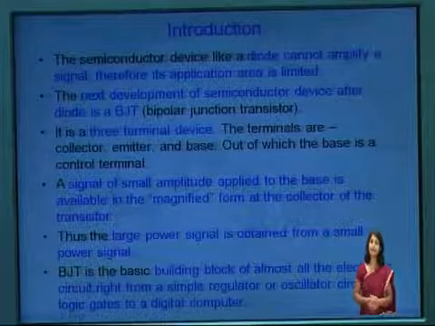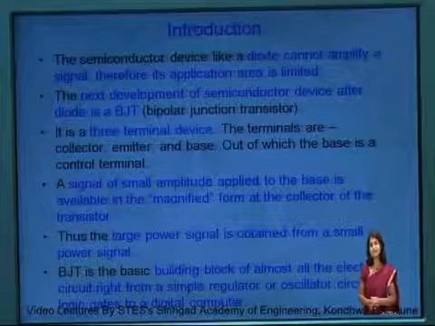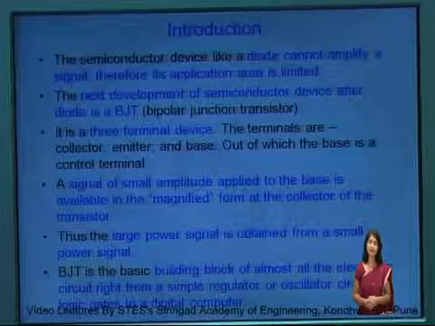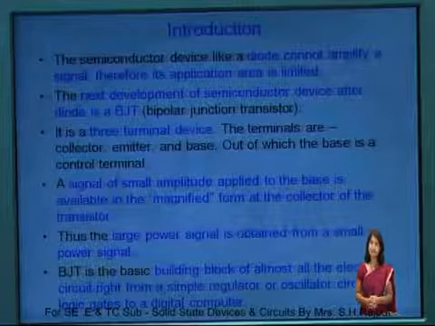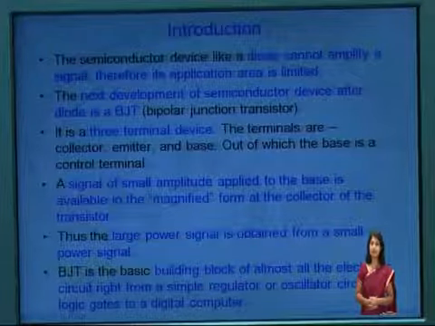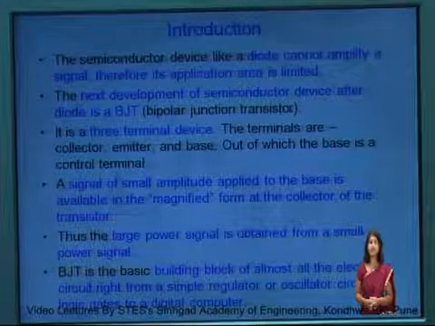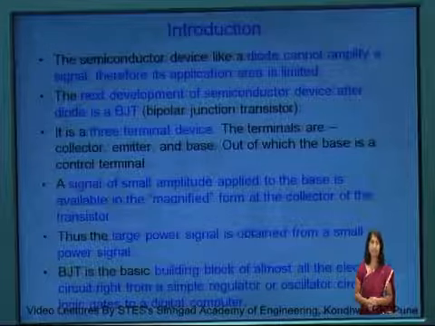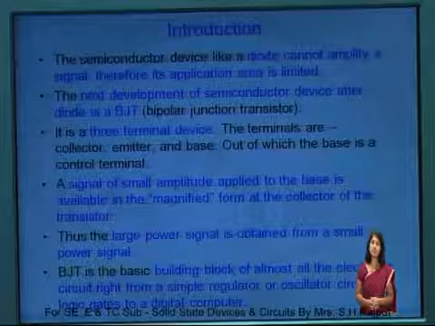The base terminal is normally called the control terminal, where a small signal amplitude can be applied, and at the collector junction we get a large power signal. So we can say that a large power signal can be obtained from a small power signal. So BJT is a basic building block of so many devices like an oscillator, a regulator, starting from a logic gate to a digital computer system.